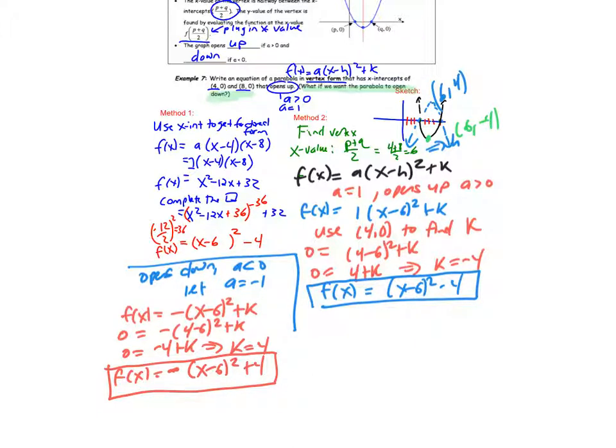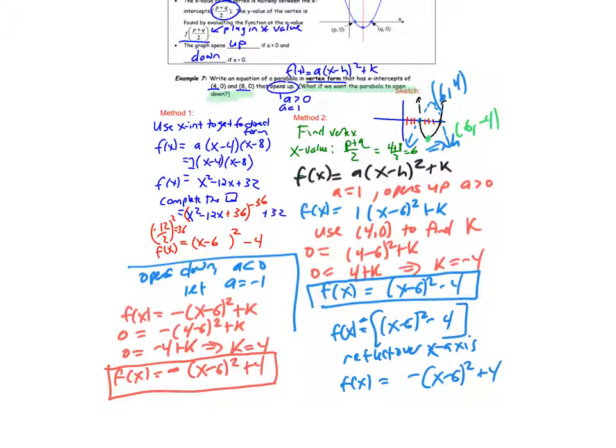Another way to think about this is we took our original function, which was f(x) = (x - 6)^2 - 4, and we reflected it over the x-axis, which means we multiply the entire function by negative 1. So if we took the original function, (x - 6)^2 - 4, and reflect that over the x-axis, then we'd have a parabola that opens downward. We would have f(x) = -(x - 6)^2 + 4, which is what we found.